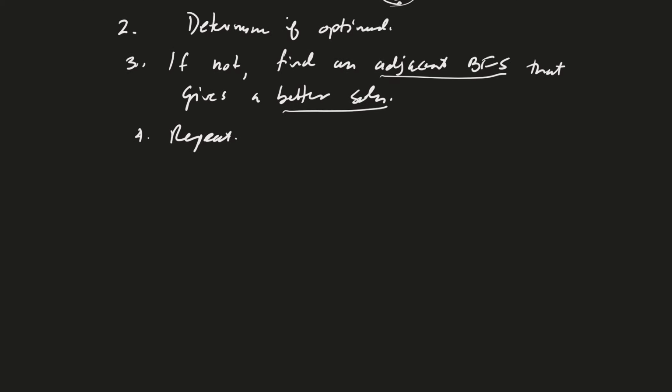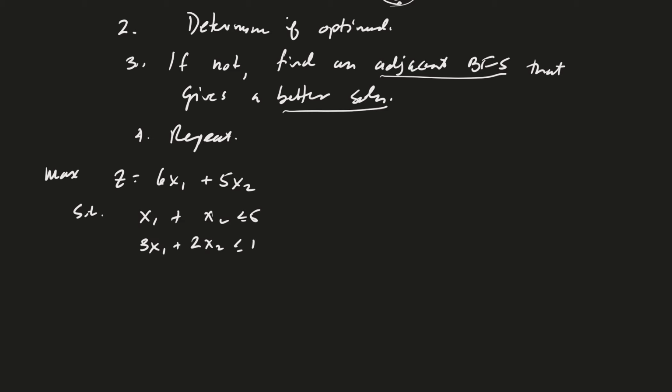So the example we were working with is to maximize z equals 6x1 plus 5x2 such that x1 plus x2 is less than or equal to 5, 3x1 plus 2x2 is less than or equal to 12, and x1 and x2 greater than or equal to 0. Good. So the way I want to write this in standard form is kind of a weird way. Z minus 6x1 minus 5x2 equals 0. So this is now my objective function.